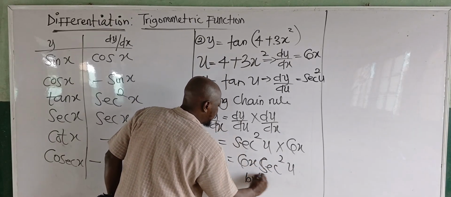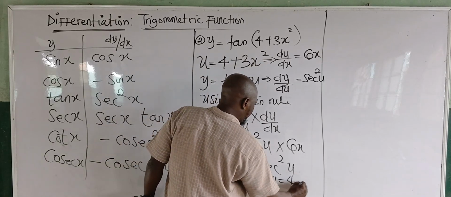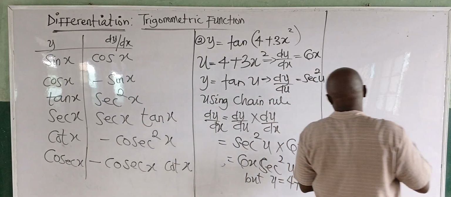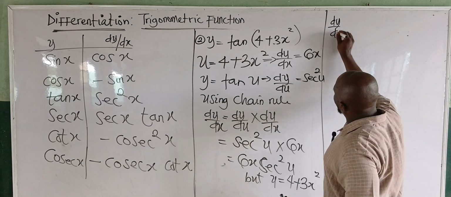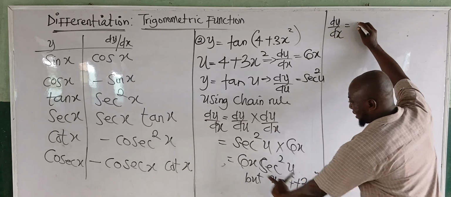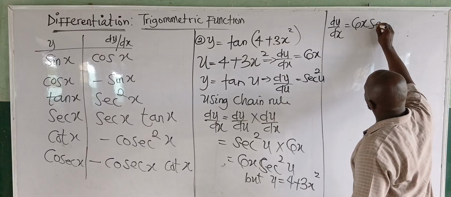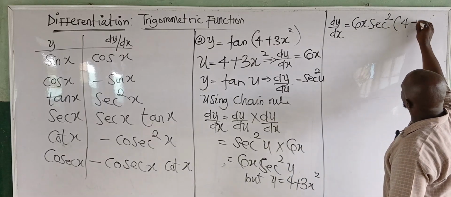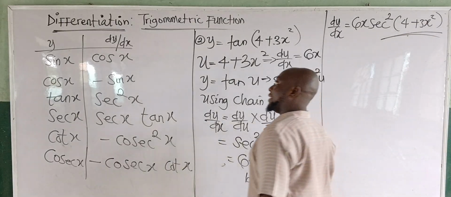But we already know that we said let u be what from the beginning? 4 plus 3x squared. That's what we said. So going further, what do I know now? I will simply say that your dy over my dx therefore becomes what? Take this one, start from here. So we say 6x sec squared. So don't put your u again, put this one into bracket, 4 plus 3x all squared. This is how this is solved.